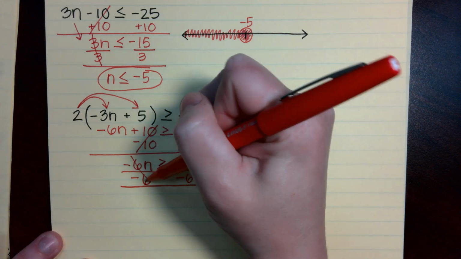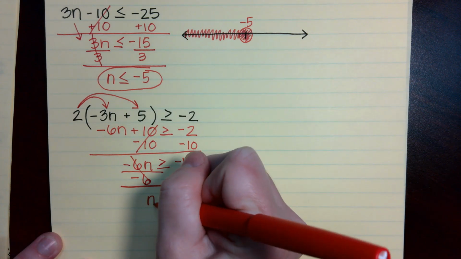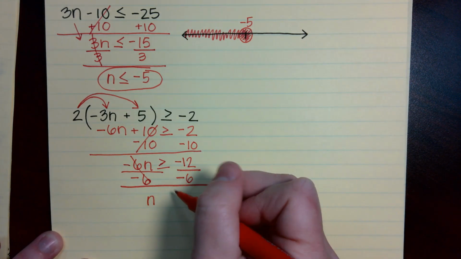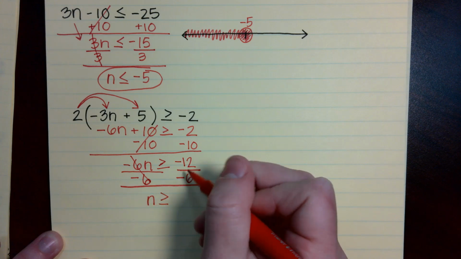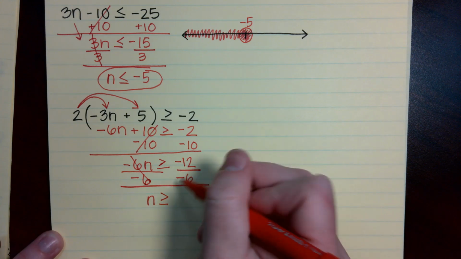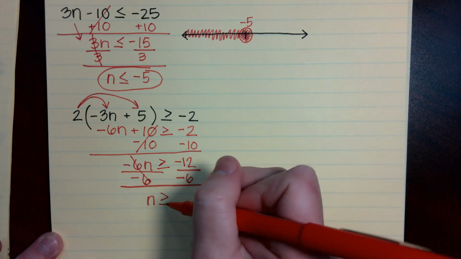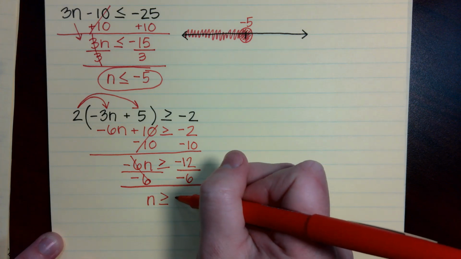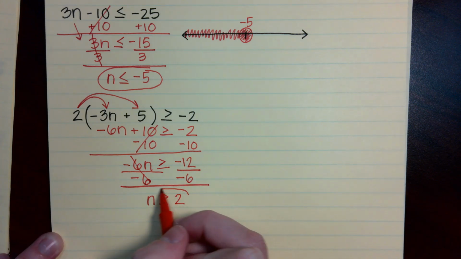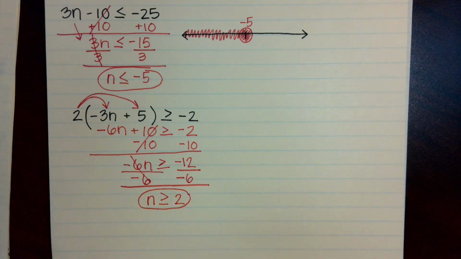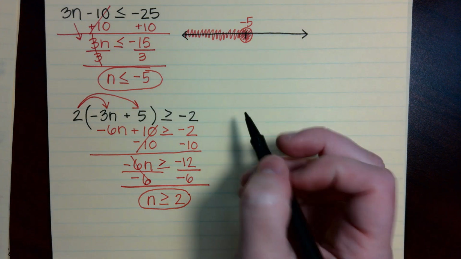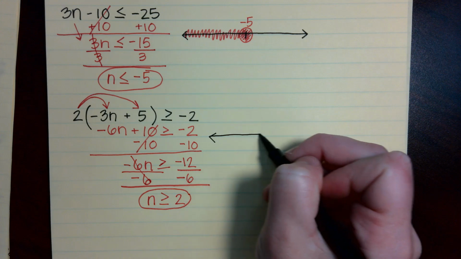And what's our answer going to be? Perfect. Negative divided by a negative makes a positive. So we have n is greater than or equal to +2. Perfect. All right. Now let's graph it.